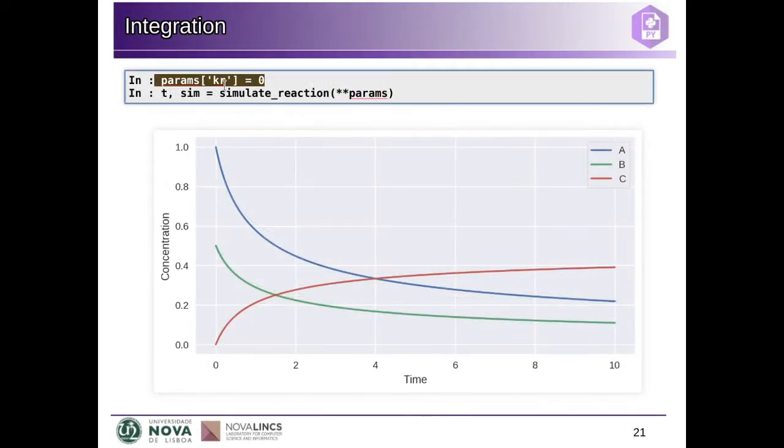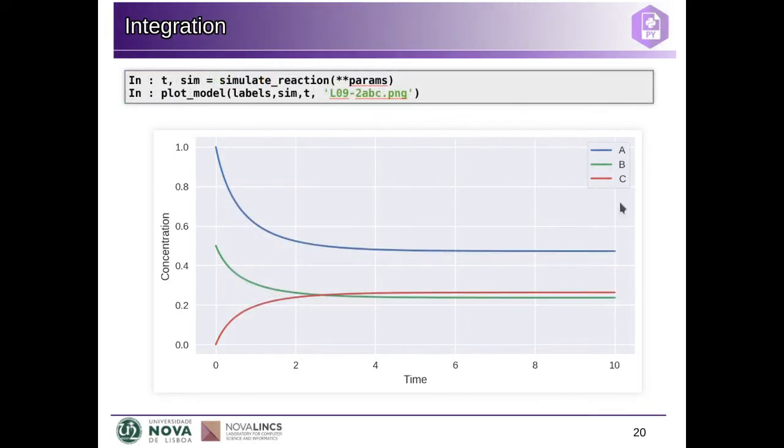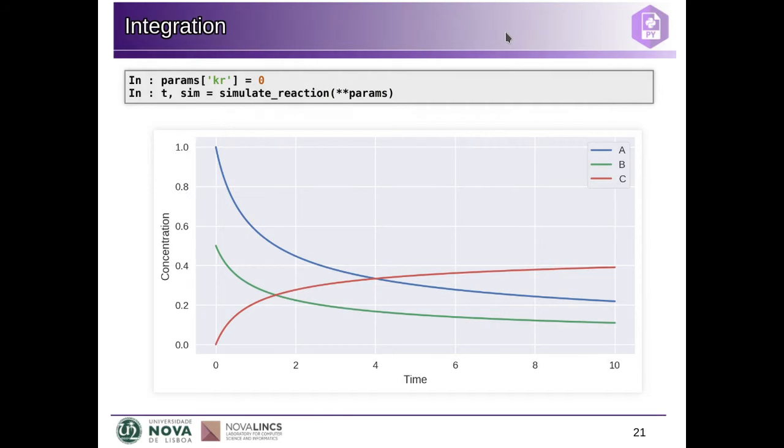So I take the reverse kinetic constant and I set it to 0. Everything else is the same, and now I just run the simulation, keeping everything else the same, but without the reverse reaction. So you can see the difference here. If we have a reverse reaction, we reach an equilibrium. If we create an irreversible reaction, now everything tends towards 0 on the reactants and reaches a fixed value on the product.